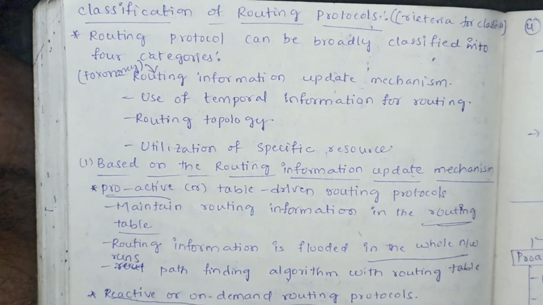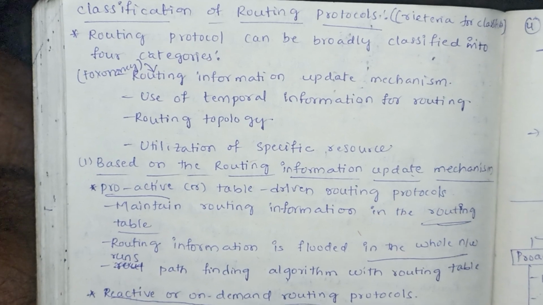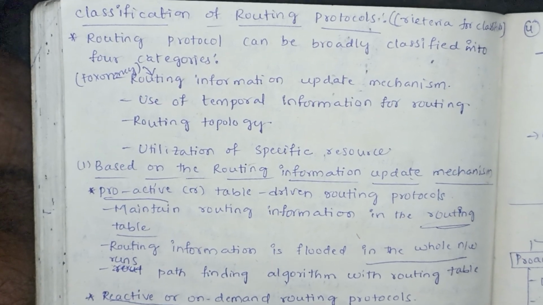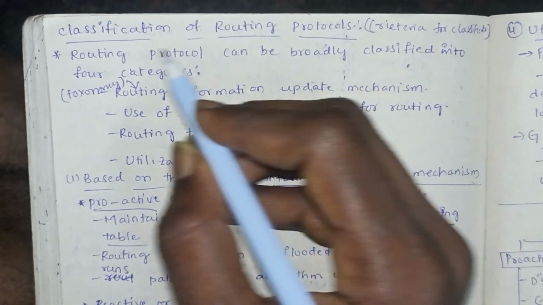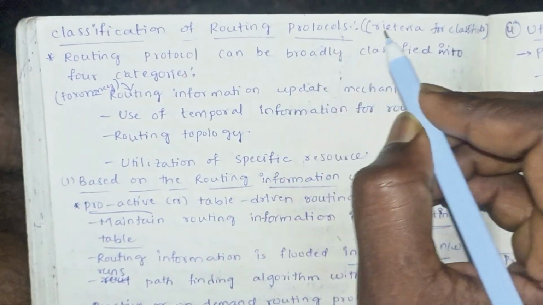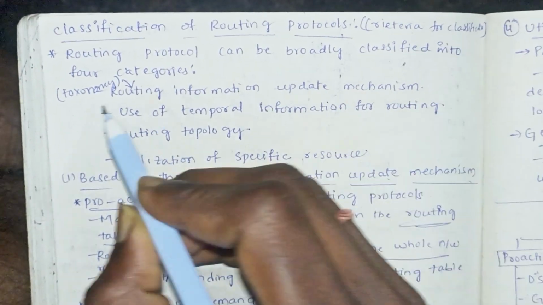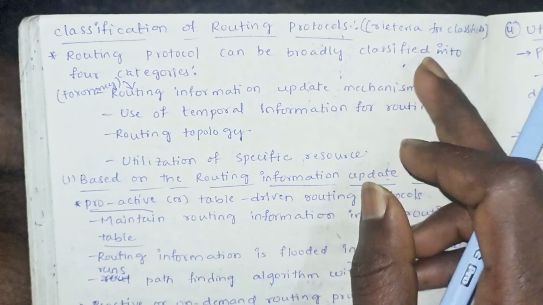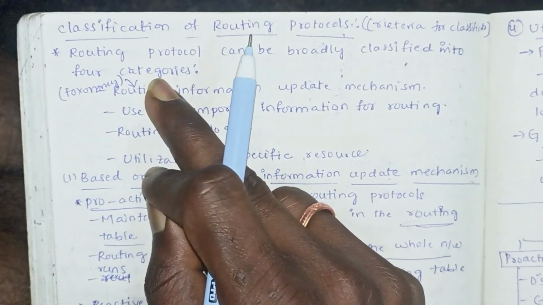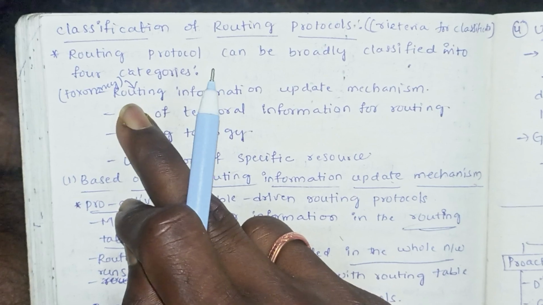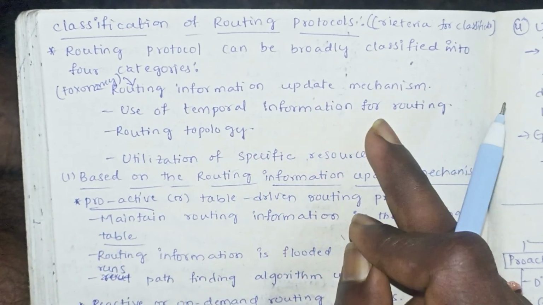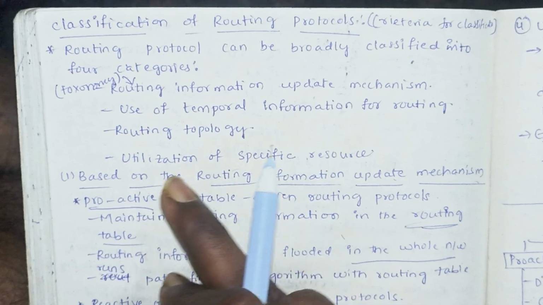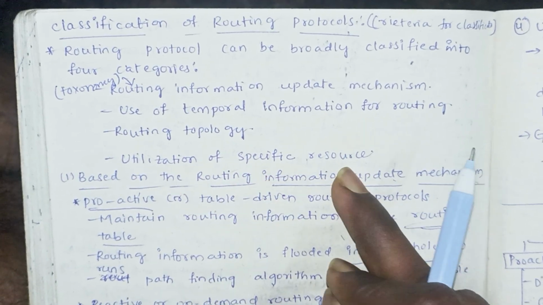In this video, we are going to discuss criteria for classifications. So what are the criteria for classifications? Classifications of routing protocols are nothing but criteria for classifications. Routing protocols can be broadly classified into four categories: routing information update mechanism, use of temporal information for routing, routing topology, and utilization of specific resource.